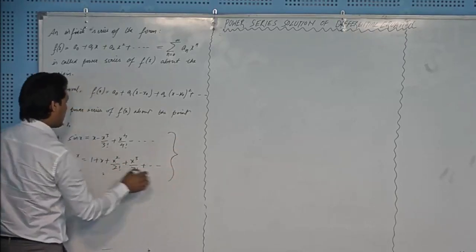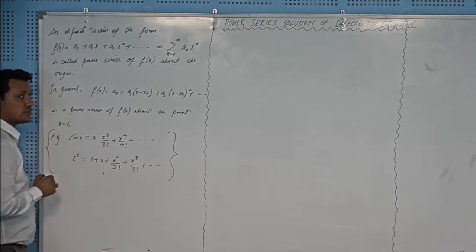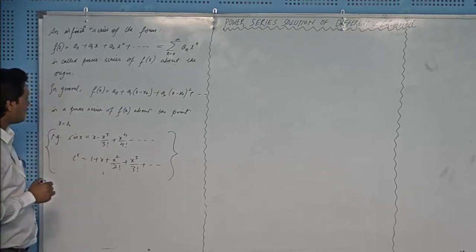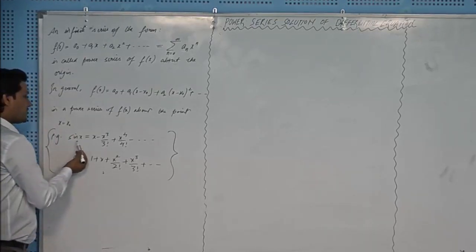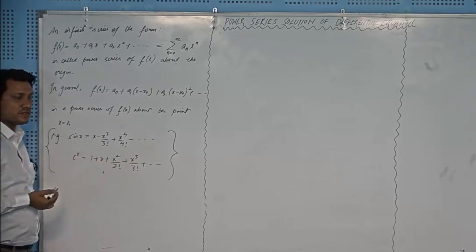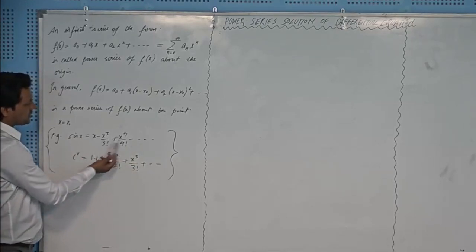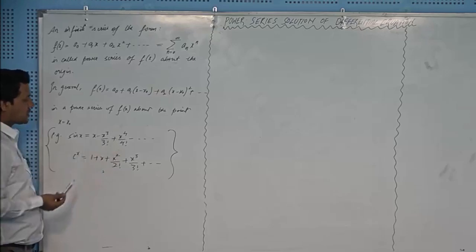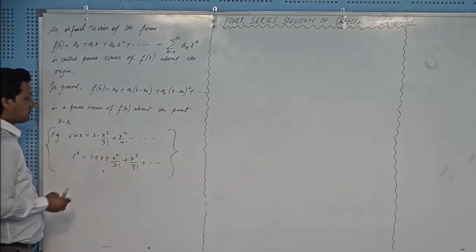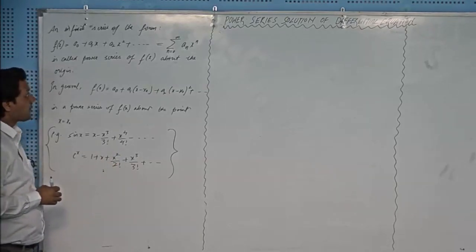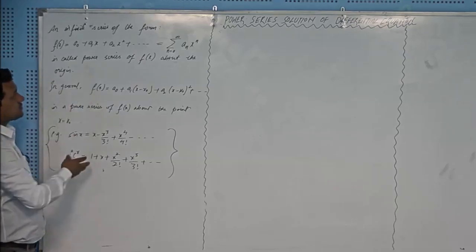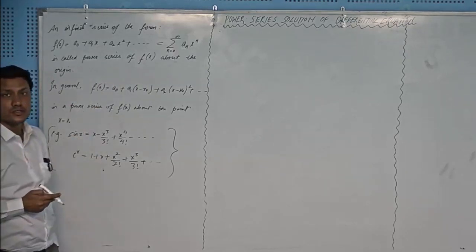So these are two examples of power series, right? Okay, where fx is this function and this is the power series, right? And in this series, some of the coefficients are 0, odd powers of x are absent, while in this series all powers of x are present, right? So we will be taking this concept to solve a differential equation, right?